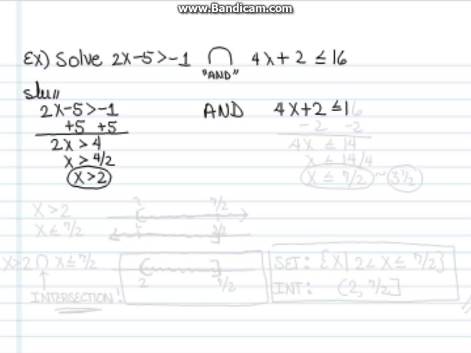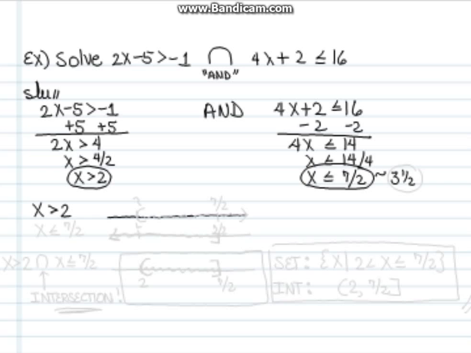And, bring down the and, 4x plus 2 is less than or equal to 16. Move the 2 over. 4x is less than or equal to 14. Eliminate the 4 by dividing both sides by 4. And simplify: x is less than or equal to 7 halves. And just to be able to graph it, just remember 7 halves is equal to 3 1/2.